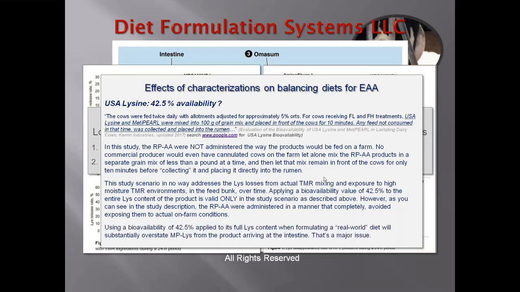So if you use that bioavailability value and apply it to the full lysine content when you're formulating a real world diet, you will be substantially overstating the lysine from the product arriving at the intestine. And that is a huge issue.